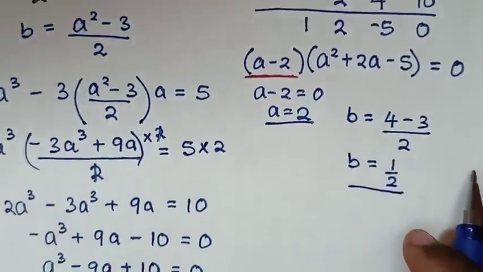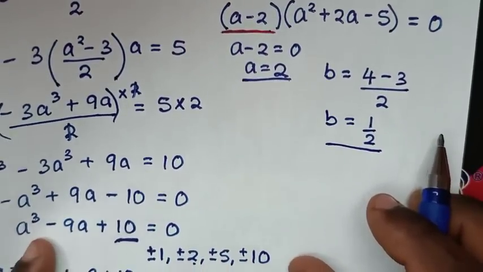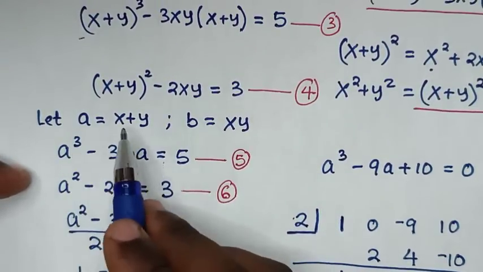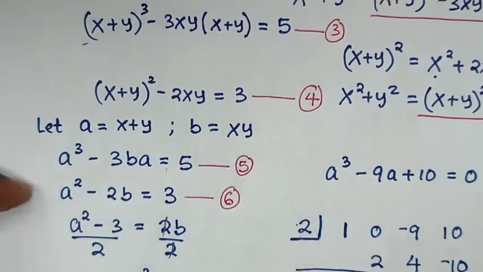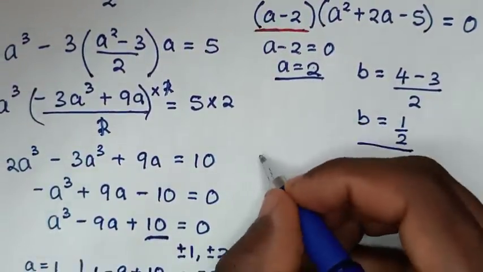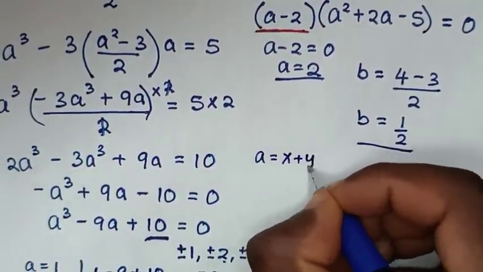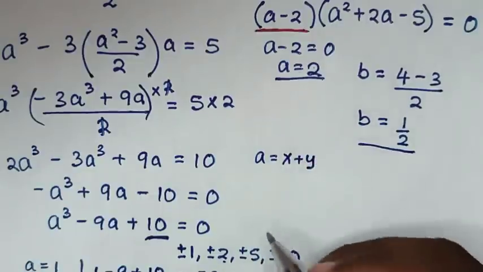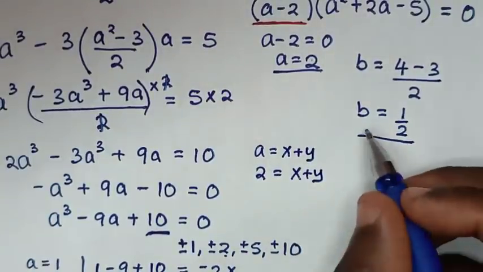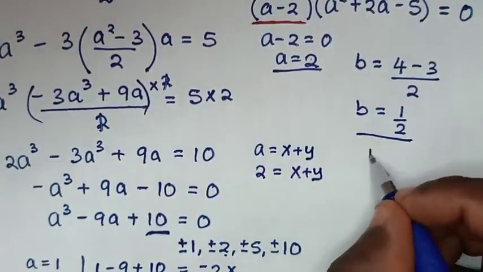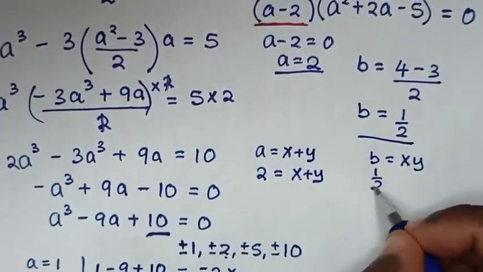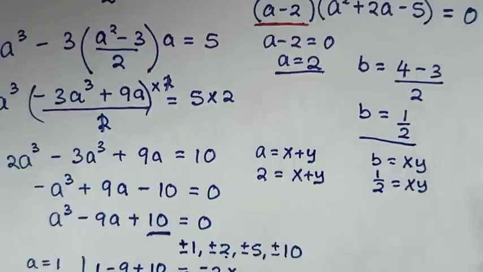Now to find the value of x and y, from here a is x plus y and b is xy. So from a is equal to x plus y, we substitute the value of a, which is 2, so it will be 2 is equal to x plus y. And from b is equal to xy, we substitute the value of b, which is a half, so it will be a half is equal to xy.